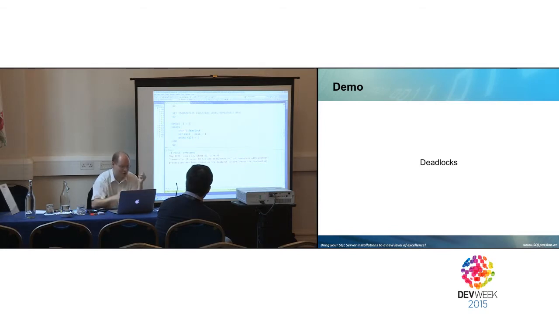Very easy to solve. Create a covering non-clustered index for that query. In that case, you don't need to go to the clustered table to perform the bookmark lookup, and your deadlock is just gone. Very simple.